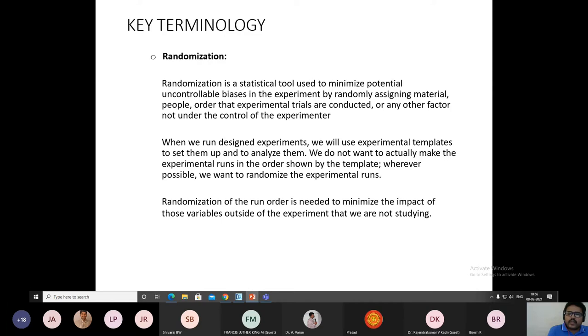So in my case, for example, if I'm working with 200 micron abrasives and I'm performing an experiment, right? And immediately the second experiment in the set is showing 100 microns, I cannot remove the 200 micron abrasive particle from the setup and install the 100 micron immediately. Instead of that, I will randomize, right? I will look into the experiments which fall under the 200 micrometer, and I will complete that first, and I will go to the next level, next parameter, next factor, and I will continue that experiment, right? We want to randomize the experimental runs. Randomization of the run order is needed to minimize the impact of those variables outside of the experiment that we are not studying in the particular template.